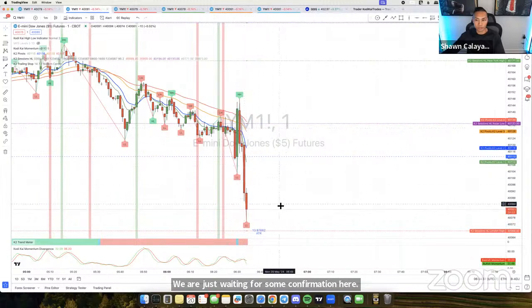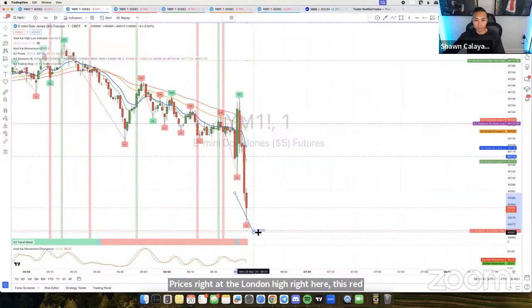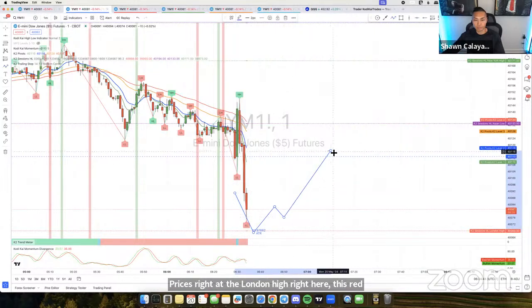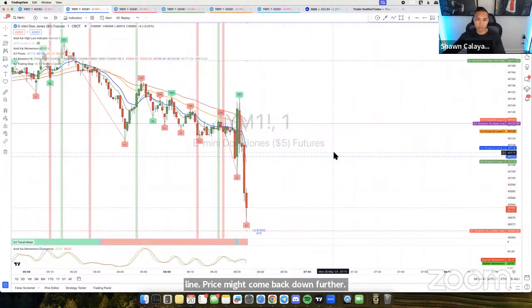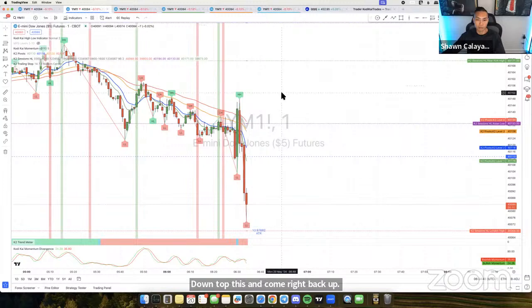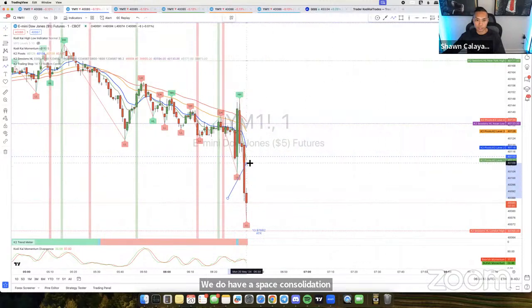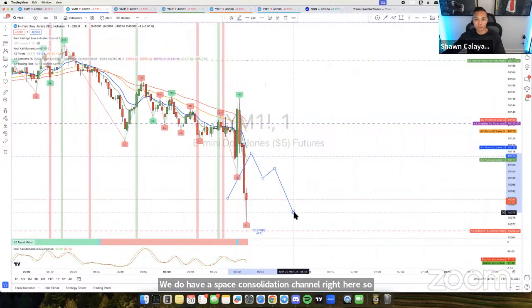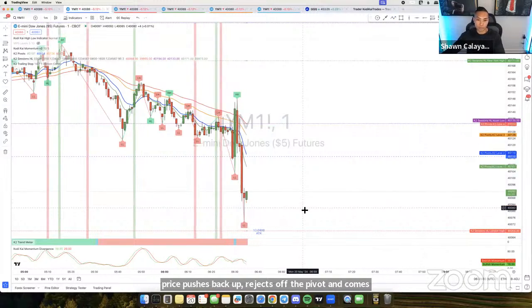Price is right at the London high right here, this red line. Price might come back down further, bounce off this and come right back up. So just keep that in mind. There's no PRB here yet. We do have a space consolidation candle right here. So if price pushes back up, rejects off the pivot and comes back down, that could be the PRB if anybody's looking for that.